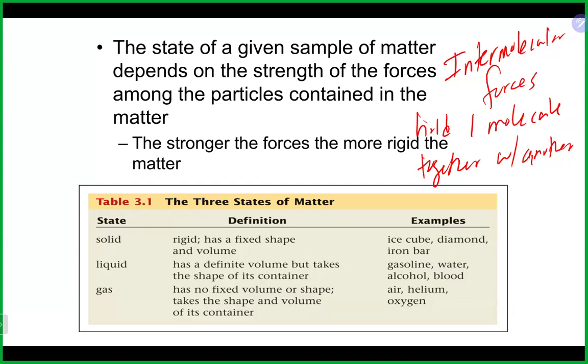We really don't include plasma, because these are the three normal states that we come across most of the time. All right, so this is just in your book, covering some of the things that we talked about: solid, which again is rigid, has a fixed shape and volume. Liquids have a definite volume and take the shape of the container. And obviously gases have no fixed volume, but fill the container uniformly.